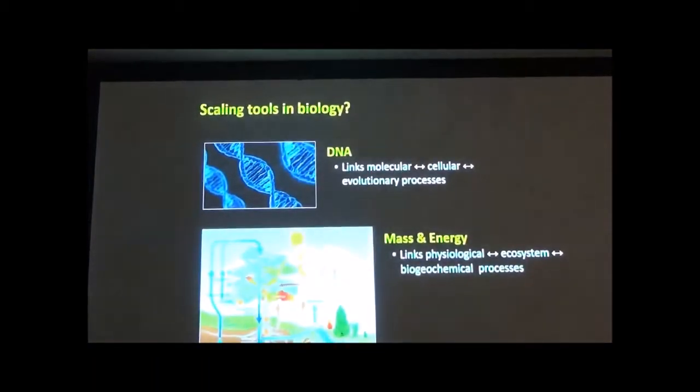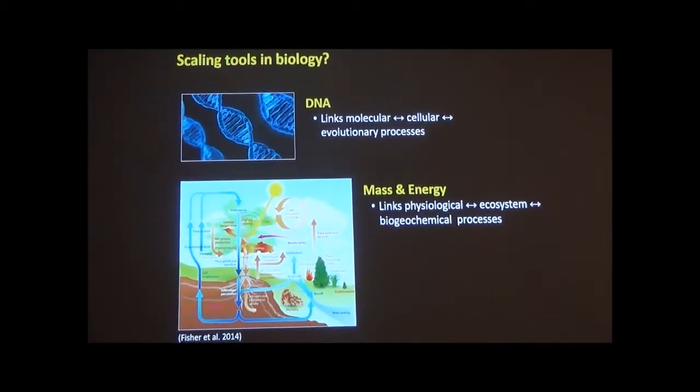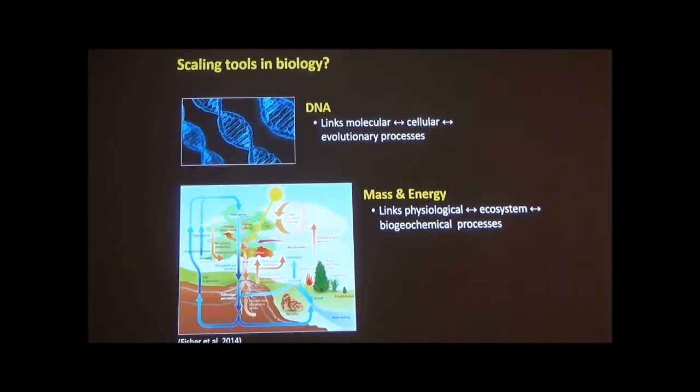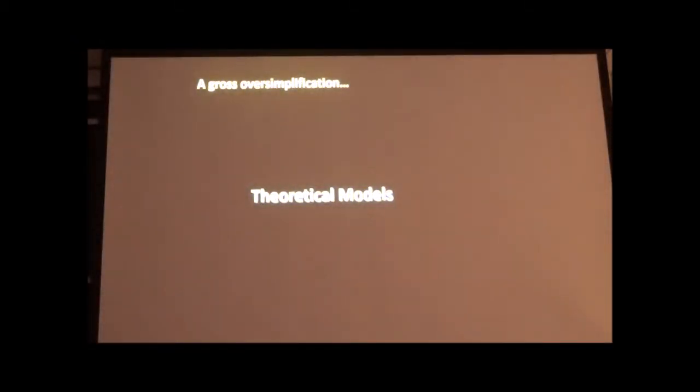Mass and energy is another great scaling tool, and so in physiological ecology, if you know the rates of photosynthesis, with assumptions, you can kind of try and scale that up and think about what that implies for whole ecosystems, and really try and get a sense of how processes at one scale map onto processes potentially at the global scale. Right? And so I want to present what I'm calling a gross oversimplification here, but I think this is sort of a useful way of thinking about other frameworks for thinking about how we could scale.